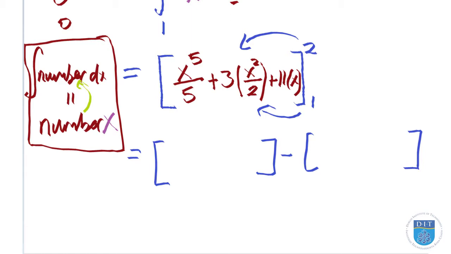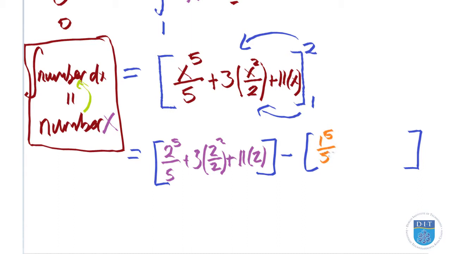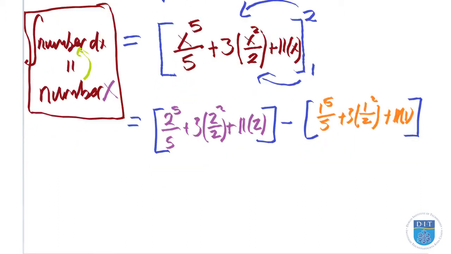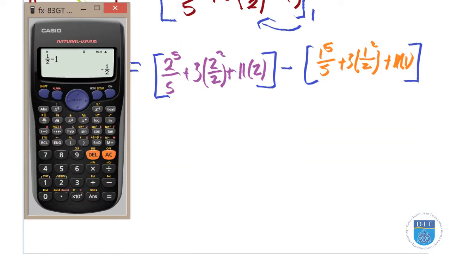Right, so I'm about to sub 2 into all of that, so I'll take my time. If you want to just sub 2 into it in the calculator, that's fine, but I'm going to get 2 to the 5 over 5 plus 3, 2 squared over 2 plus 11 times 2. And over another bracket I'm going to get 1 to the 5 over 5. Again, if you know that's 1, that's fine, but 1 squared over 2 plus 11 times 1, which is going to be 1 and 11 anyway. Either way, I'm ready to go with the calculator.